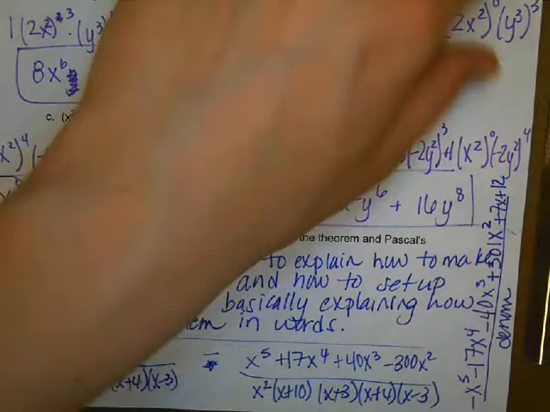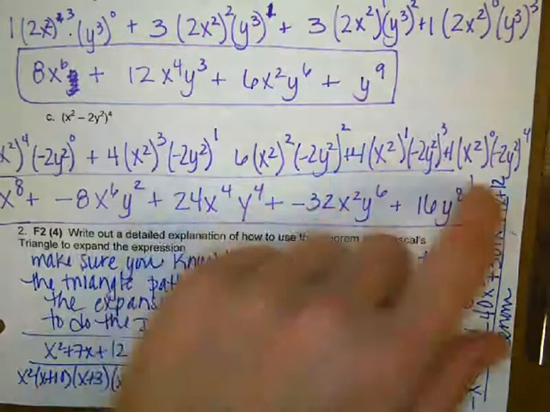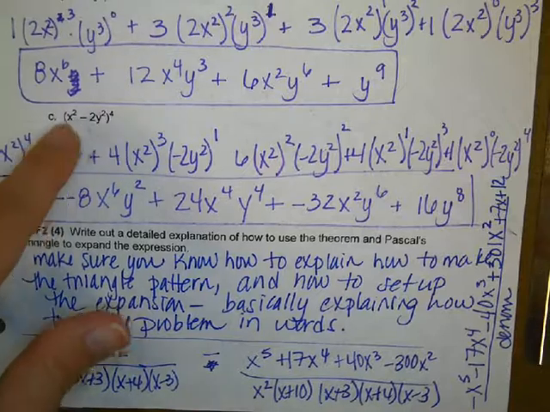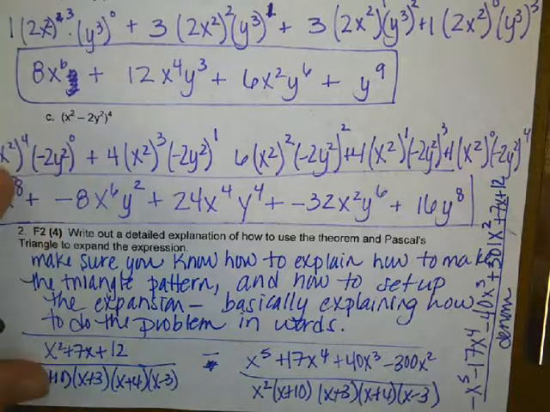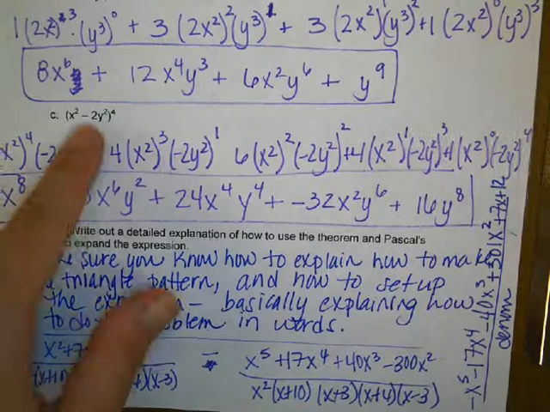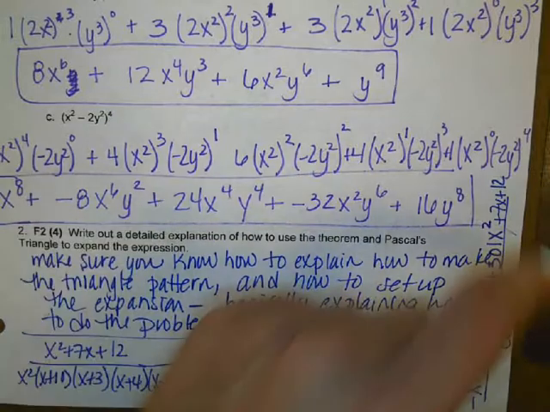how Pascal's triangle is formed, and then how to set up the pattern and what each term does, basically how I explained it in words before. The first term in the binomial, you would decrease an exponent as you go left to right. The second term of the binomial would increase an exponent left to right.